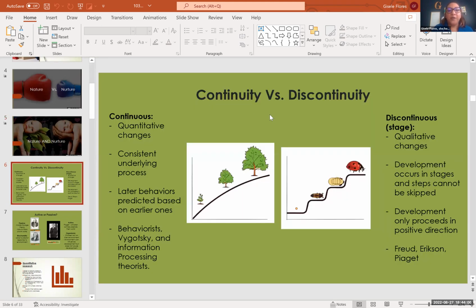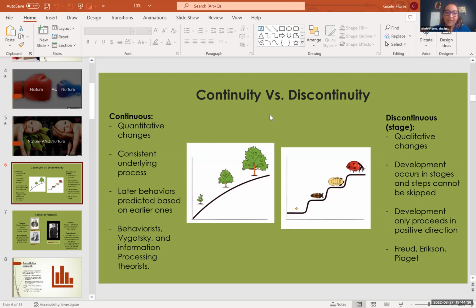Another issue or point of contention among developmental theorists is the idea of whether development is continuous or discontinuous. And so when someone says that development is continuous, they're looking at quantitative changes. And we're going to look at quantitative versus qualitative analysis in a second. But when I look at quantitative, I think quantity. So you can actually see the consistent change. You can measure it. It's numerical. You can measure the difference between stages of development.